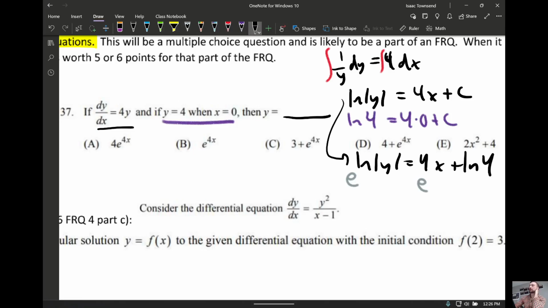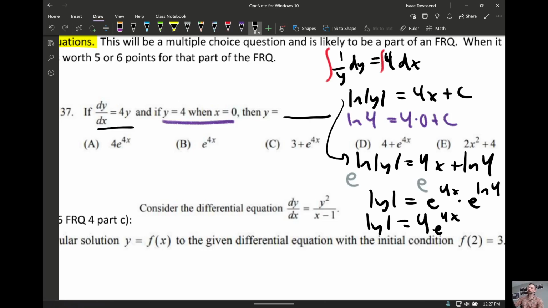Exponentiate both sides. So this becomes e to the log base e of the absolute value of y. So all that becomes the absolute value of y. This we can split up with multiplication. When you multiply things with the same base, that's like adding the exponents. And then for the same reason, this is the absolute value of y. This is going to be 4. E to the log base e of 4 is just going to be 4. So put the 4 here.